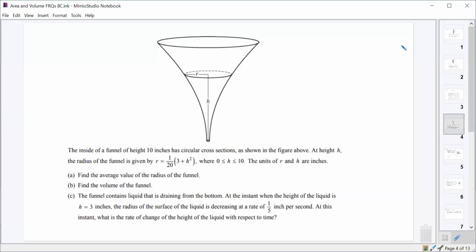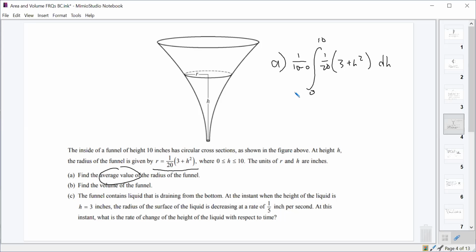So the first thing is they want to find the average value of the radius of the funnel. That should be pretty straightforward. We're talking about the average value of this continuous function, which is just the mean value theorem for integrals. So it should just be 1 over b minus a, since we're going from 0 to 10, of the integral of the radius, 1/20th times 3 plus h squared, dh from 0 to 10.